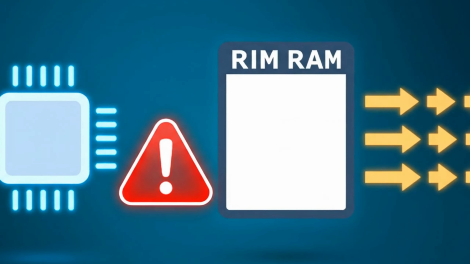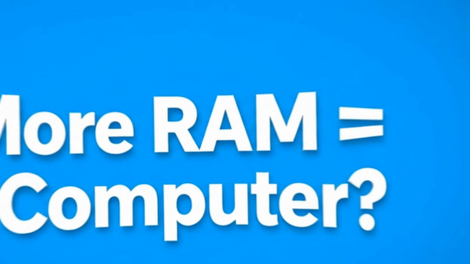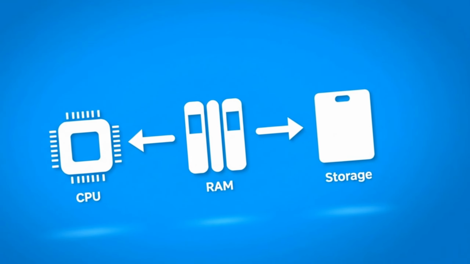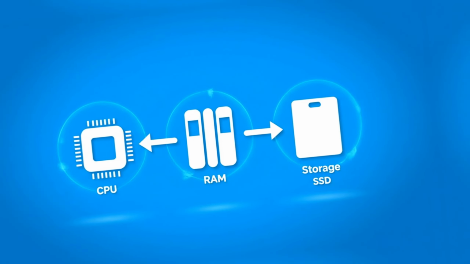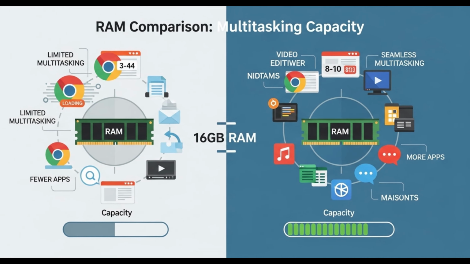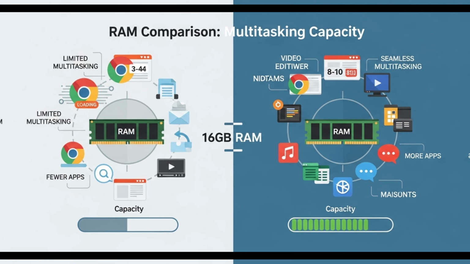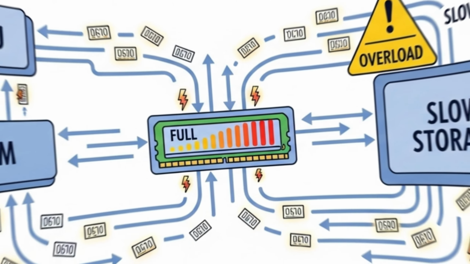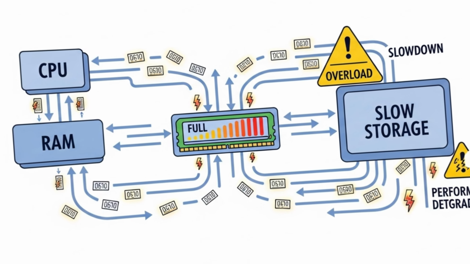Let's clear up a common myth. Adding RAM always makes a computer faster. Not exactly. RAM only helps when your system is running out of memory. Once you have enough RAM, other components become the bottleneck. This is why balance matters more than just numbers. So now you understand what RAM actually does and why it is essential for multitasking.